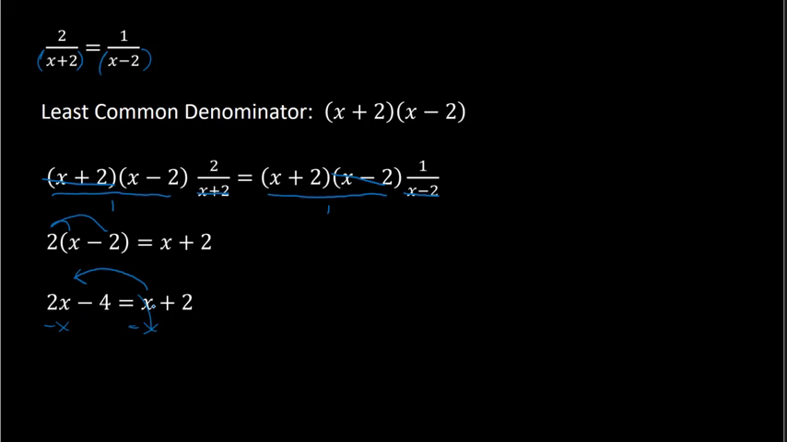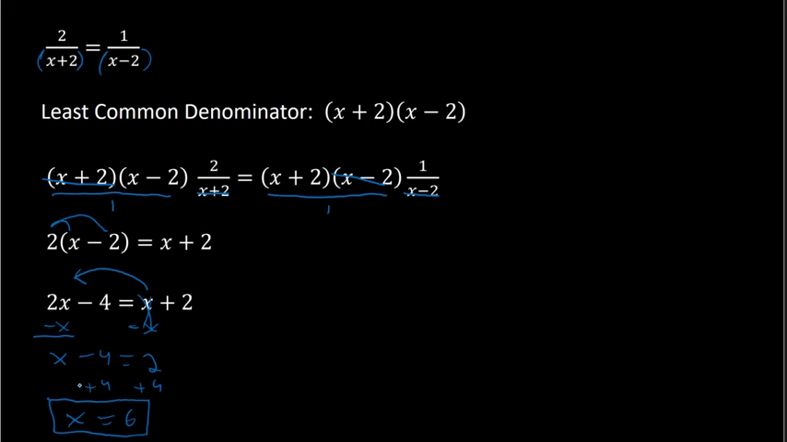So when I subtract, the x's will cancel. 2x minus 1x will combine. It gives me 1x. So we have x minus 4 equals 2. I can then add 4 to both sides. So my solution is x equals 6.